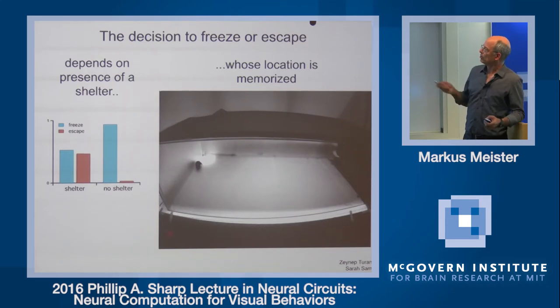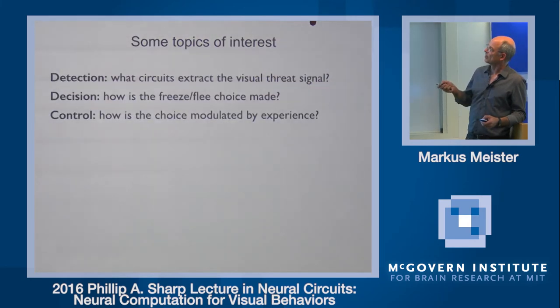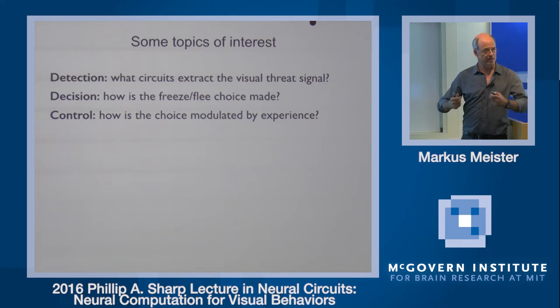We would like now to explore some of the questions that come up in this context. So these are some of the topics we're working on now. There's the question of detection. How is the threat identified? What are the circuits, the neurons that extract this signal from the visual input? There's a decision here between two very different behaviors, right? Freezing means staying as still as possible, escaping, run as fast as possible. So they're kind of diametrically opposite options. Where is that decision made? How is it made? And then how is that decision controlled?